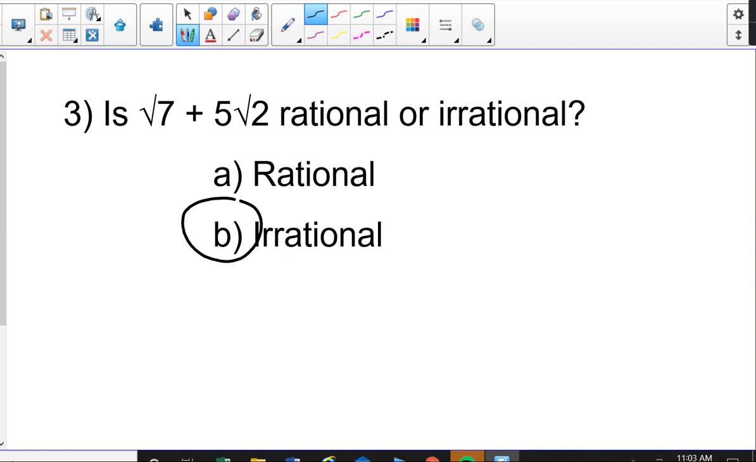If they were the same thing and one was positive and one was negative, they would end up in 0, so it would be rational. But since they're not the same, square root of 7 and square root of 2 are going to give us different decimals. We add them together, we're still going to have a decimal that never ends. So that's how I know that it's irrational.